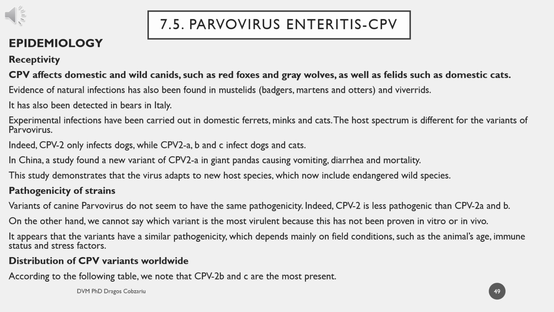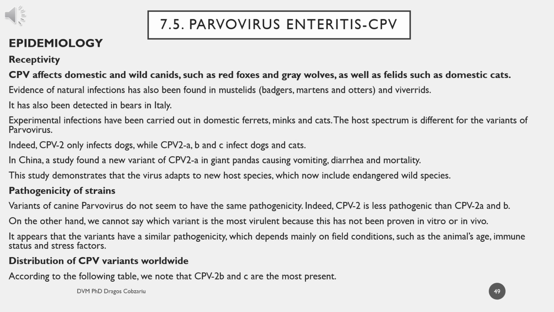felids such as domestic cats. Evidence of natural infections has also been found in mustelids, badgers, martens and otters, and viverrids. It has also been detected in bears in Italy. Experimental infections have been carried out in domestic ferrets, minks, and cats. The host spectrum is different for the variants of parvovirus.